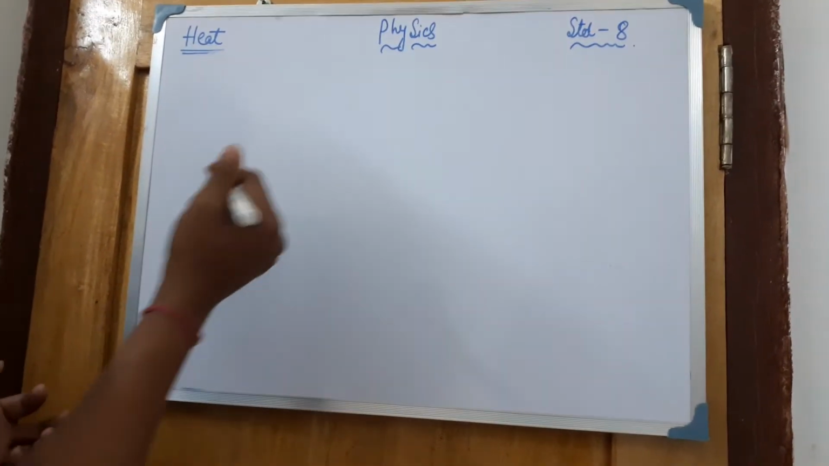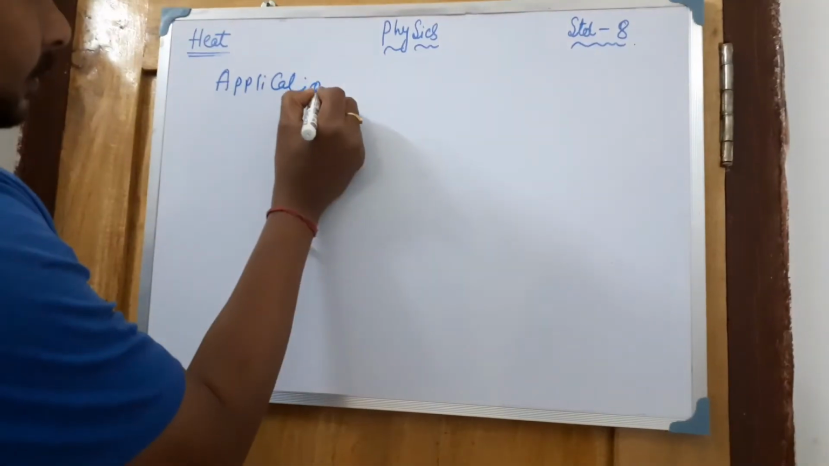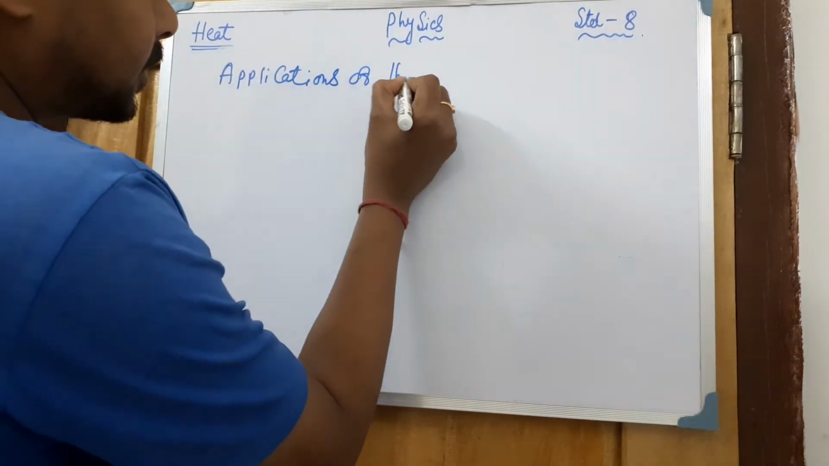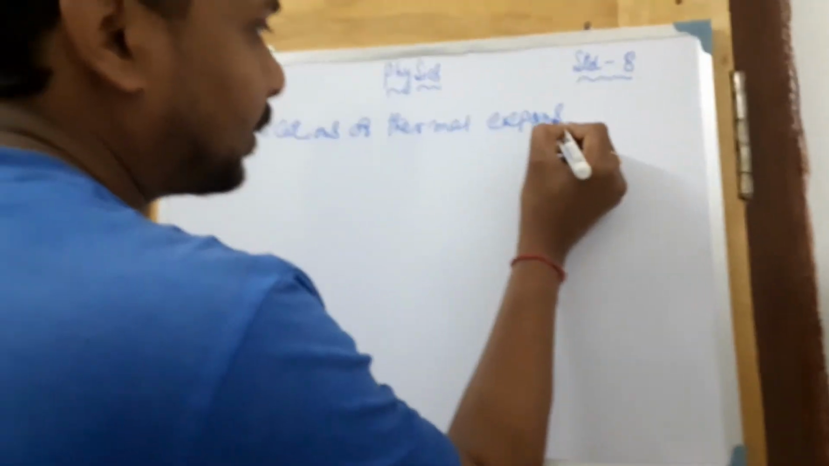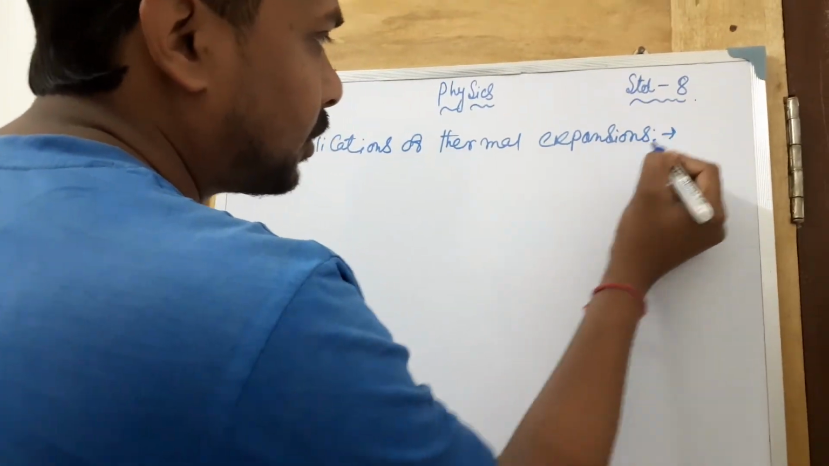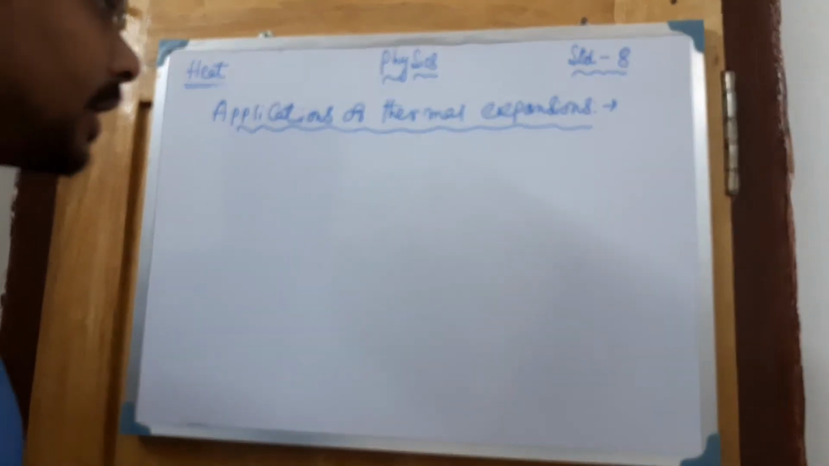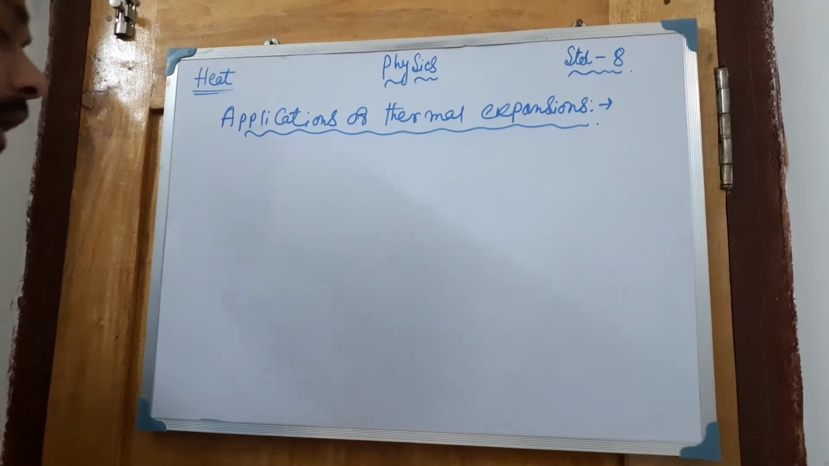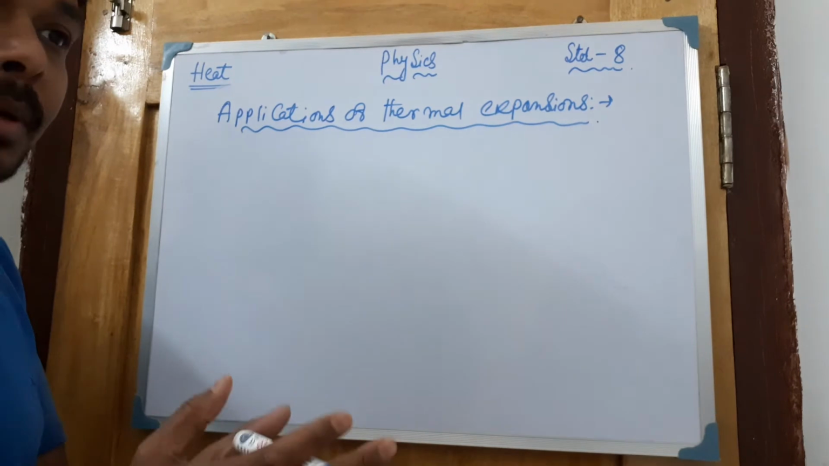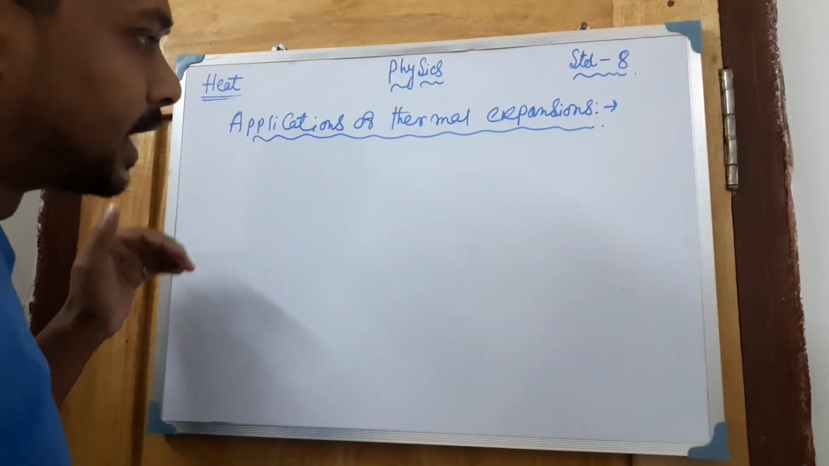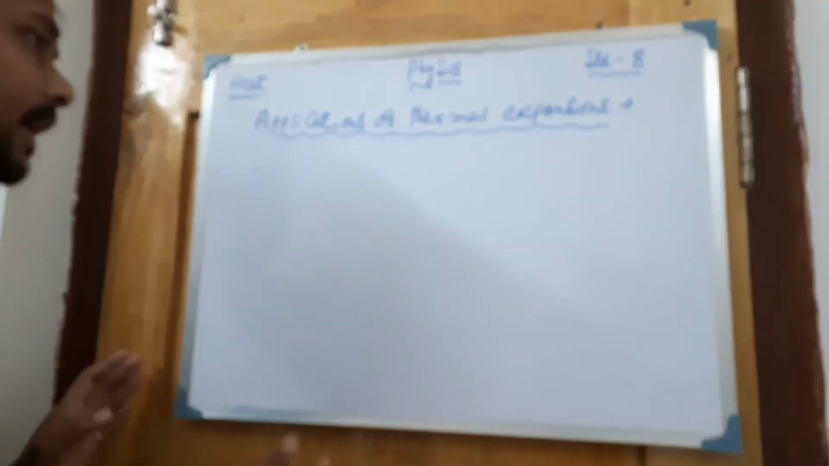So applications of thermal expansions. Different types of thermal expansions are there. Suppose you are talking about the railway track, the basic example, or suppose we are talking about the sagging of wire, or if you take the example of the bridge. Any type of bridge is present, where it is mounted on rollers. Why is it that? So all these things.